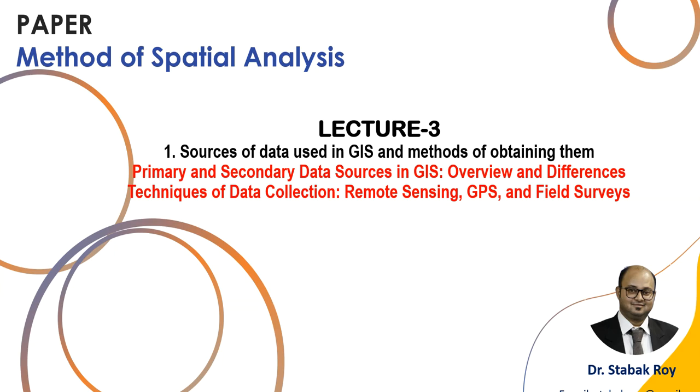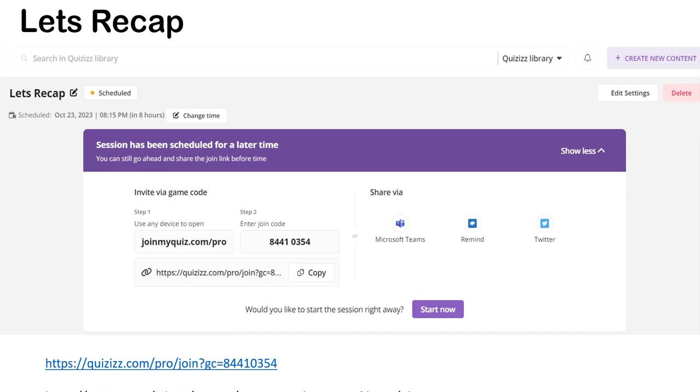Today is the third lecture. Today we will discuss the sources of data in GIS, the Geographical Information System, and methods of obtaining them from primary and secondary sources. We will cover different techniques of data collection, in terms of remote sensing, GPS, and field survey. First of all, let us recap.